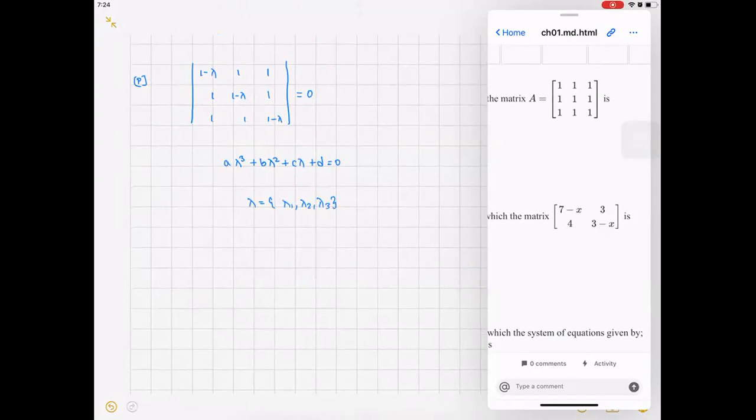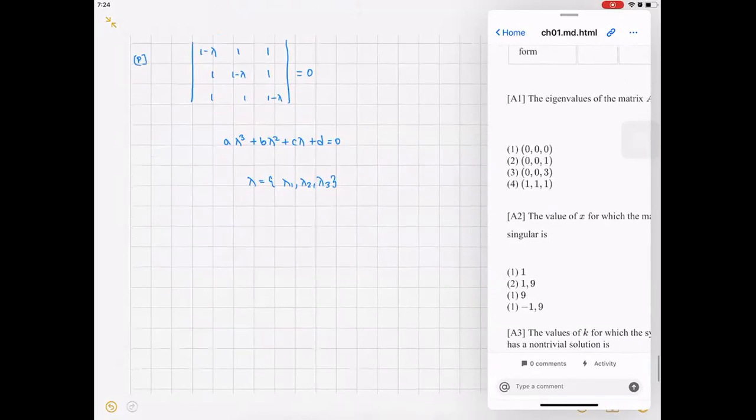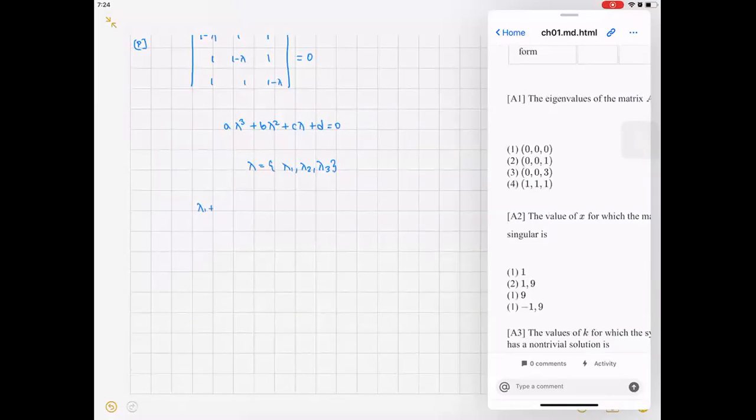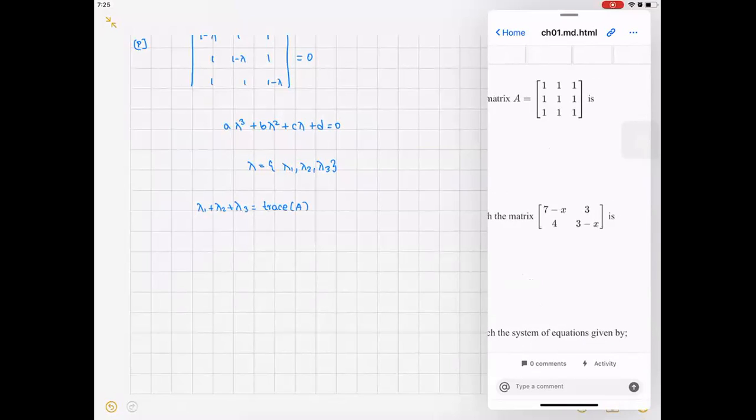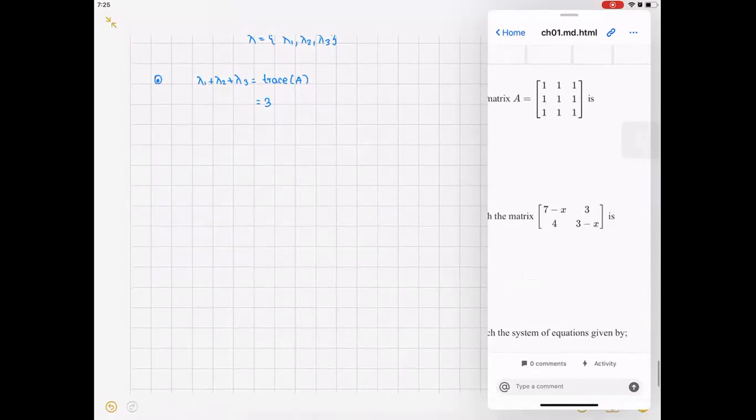But from the properties we know the sum of the eigenvalues, that is lambda 1 plus lambda 2 plus lambda 3, is equal to the trace of the matrix A. So the trace of the given matrix is 1 plus 1 plus 1, so trace is equal to 3. So we know trace is equal to 3, and this is the first property. From the next property, the product lambda 1 lambda 2 lambda 3 is equal to the determinant of the matrix, determinant of A.